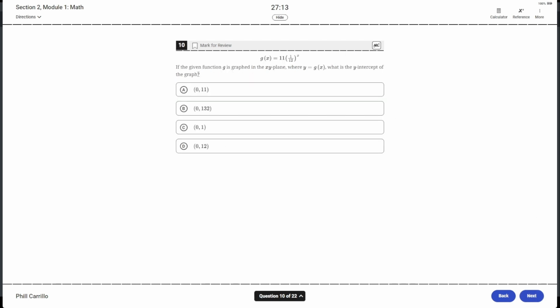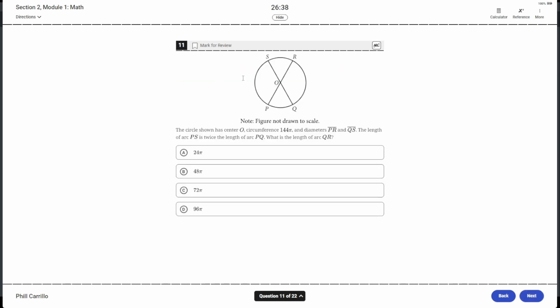All right, to this. If the given function is graphed, so this is exponential because you have an exponent x. What is the y-intercept? So you set x equal to 0, don't you? So let's do this mentally. 1 over 12 to the 0 power is 1, right? Because y-intercepts are x equals 0, so I'm plugging x as 0. That's what I'm doing. So this whole thing right here becomes 1. This right here times 11 is 11, right? Easy. Easy as apple pie.